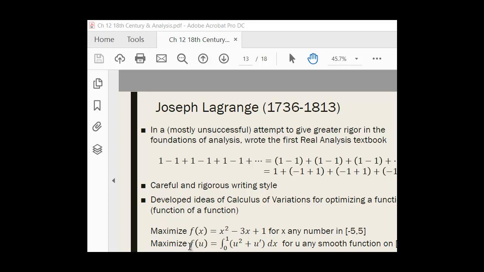Well, in calculus of variations, you talk about functions of functions. So here, u can be any smooth function on the interval 0 to 1. And when I take that and plug that into this definite integral, each time I plug in a different function, I get out a different value. So if I take u equals, say, sine of x, then I get something for this integral. If I take u equals e to the x, I get something else. And the question is, which function should I plug in to give the largest value of the integral? That's a good calculus of variations problem, and Lagrange was very successful at solving things like that.